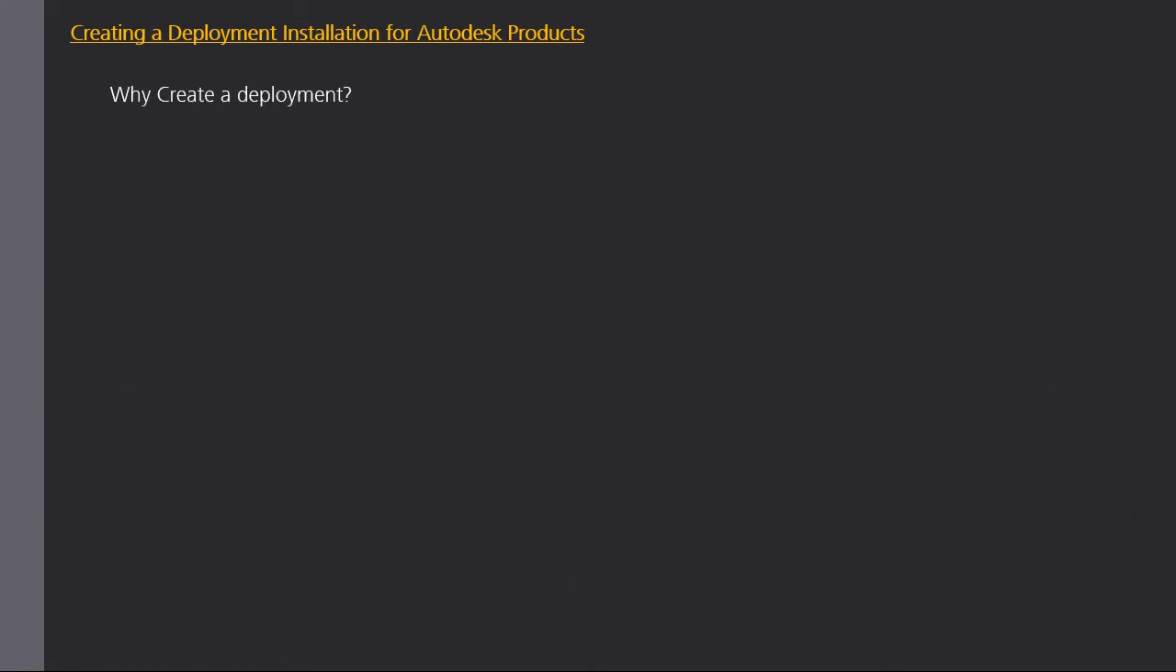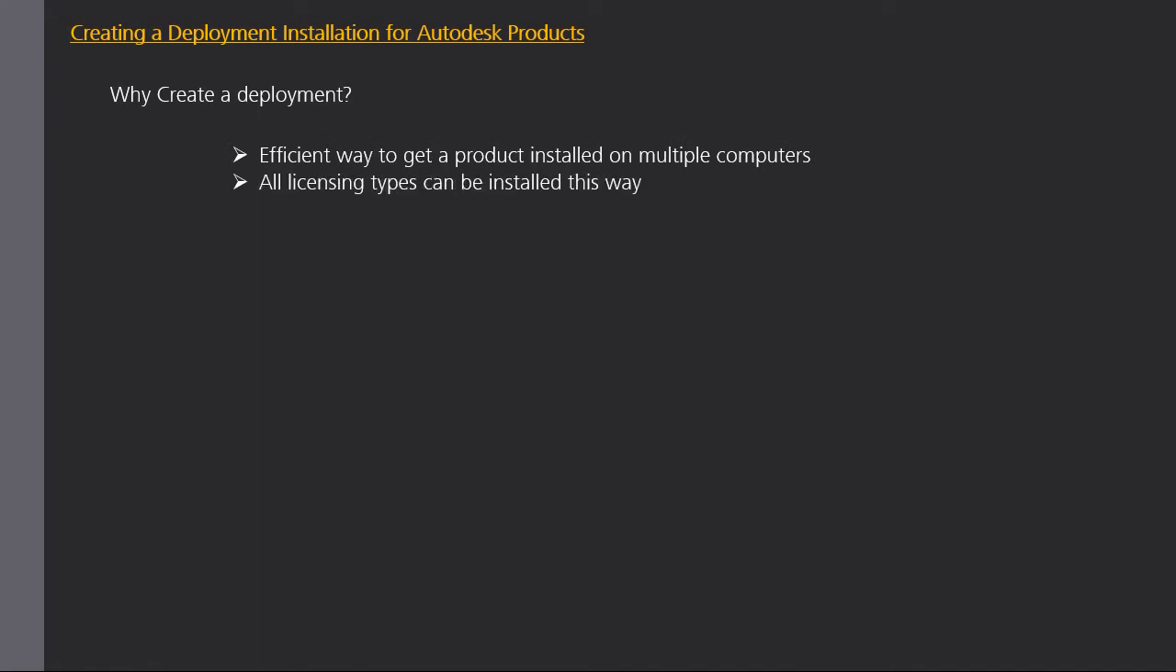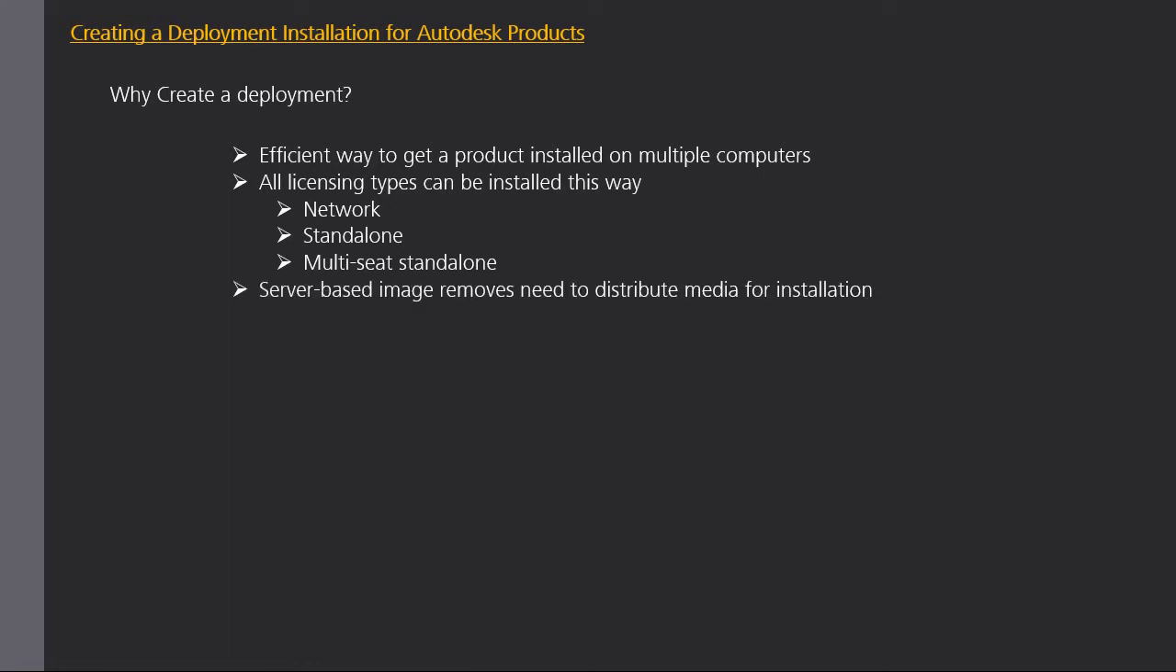Why create a deployment? A deployment is an efficient way to get a product installed on multiple computers. All licensing types can be installed this way: a network license, a standalone license, or a multi-seat standalone license type. Server-based images remove the need to distribute media to each workstation for installation. It allows for standardization of installations company-wide. You can customize the installation just once. You don't have to do that for every instance.